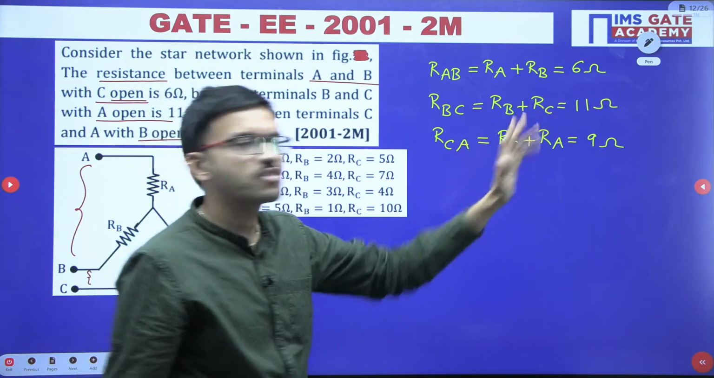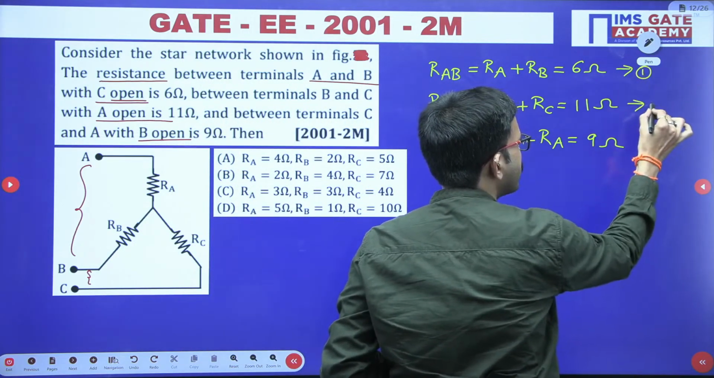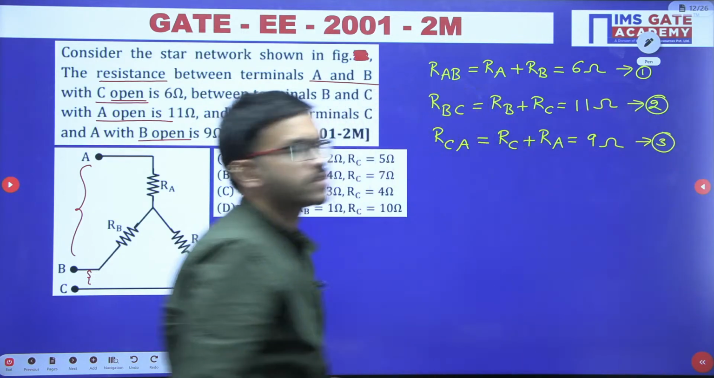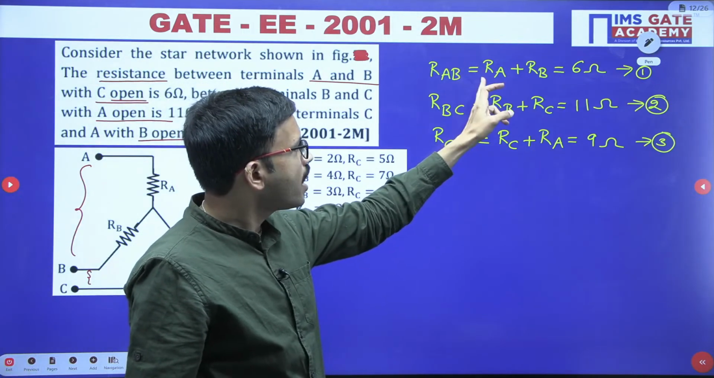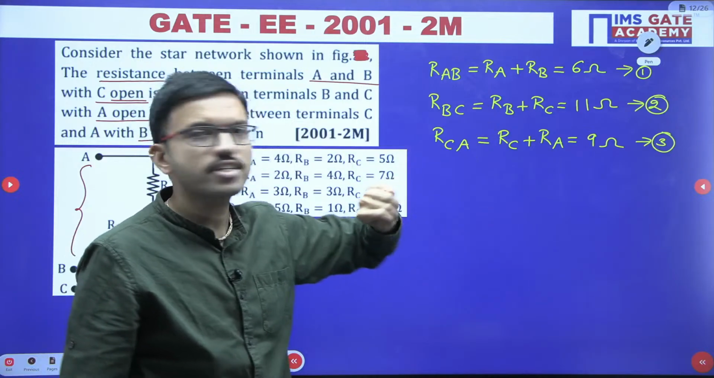Now just observe, from the given data we got three equations like this: RA plus RB, RB plus RC, RC plus RA. So for the timing I am giving the numbering for every equation. So as of now we got three equations. And how many unknowns are there? RA, RB, RC, three unknowns. Three unknowns are there, three equations are there.